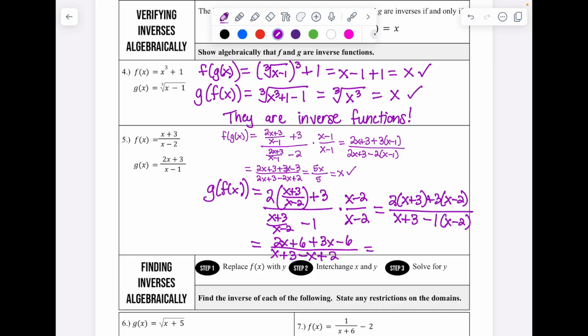Okay, so in the top we have 5x, 6 and negative 6 add to 0. In the bottom, x minus x is 0, 3 plus 2 is 5, 5 divided by 5 is 1, so we just have x. So both ways it's simplified down to x, so we get to say yes, they are inverse functions.